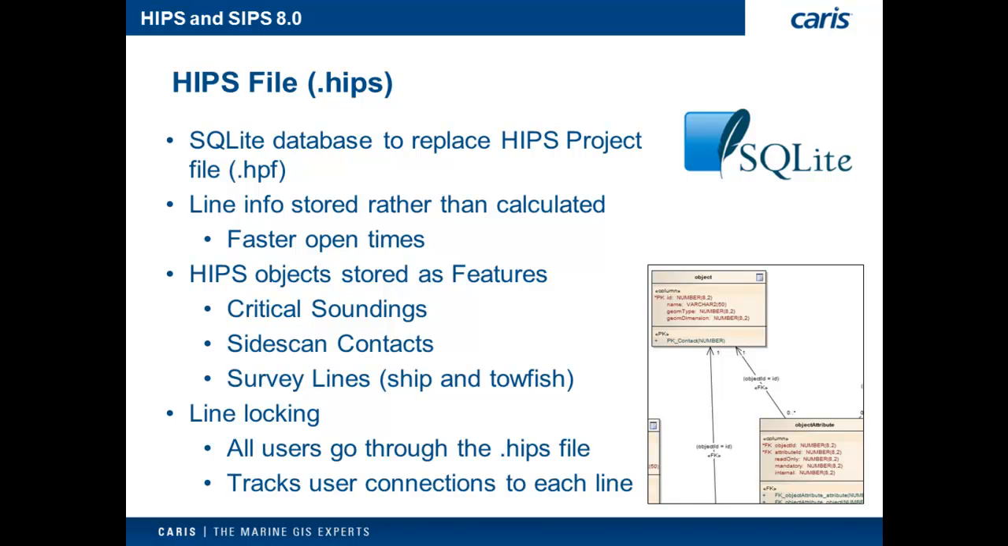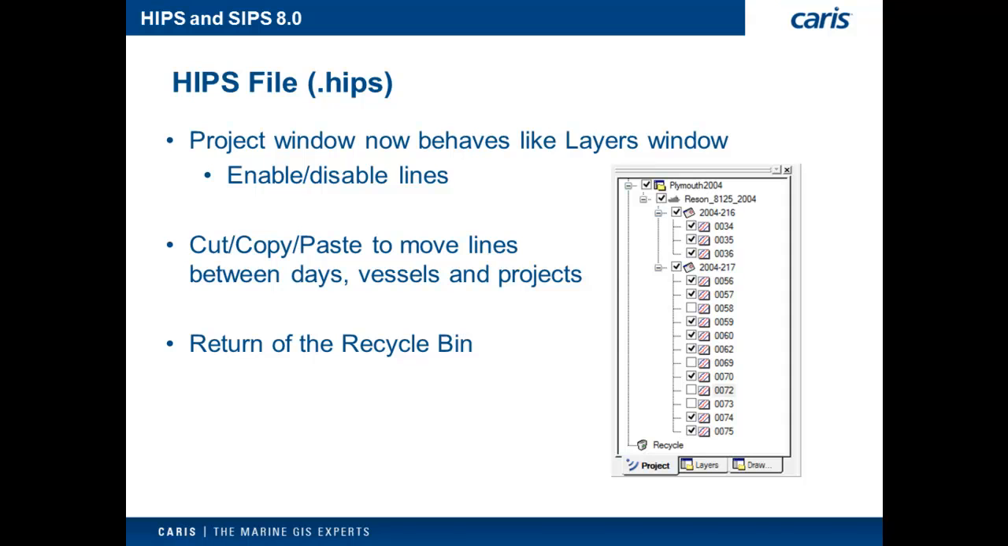A database is built from the ground up to manage multiple users all working with the same data. So the HIPS file gives us that capability, and with it we track who has a line open and why. If someone tries to open a line that's already opened by someone else, they'll see a warning message. The HIPS file also had an impact in the application. One of the consequences of introducing the HIPS file is the application isn't opening a bunch of separate line file folders anymore. It's opening one database with all of the data in it.